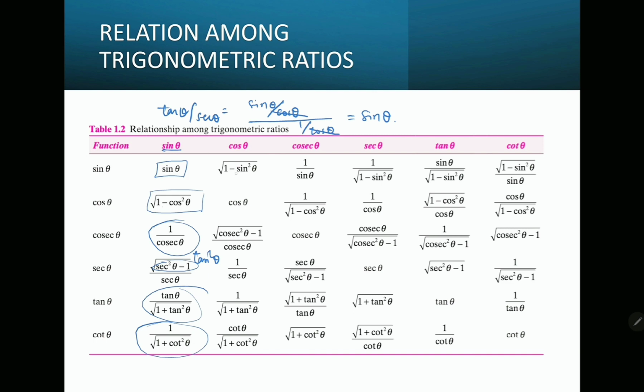Now for cos theta, we have root of 1 minus sine square theta, this is cos theta. Root of cosec square theta minus 1 upon cosec theta is cos theta, and so on. So these are basic relations between various trigonometric ratios. This is not something that you need to memorize, but you must understand that we have got these relations using algebraic identities only. Like 1 plus tan square theta is sec square theta, cosec square theta minus 1 is cot square theta, 1 minus cos square theta is sin square theta, 1 plus cot square theta is cosec square theta, sec square theta minus 1 is tan square theta. So this is the relation between trigonometric ratios using identities.